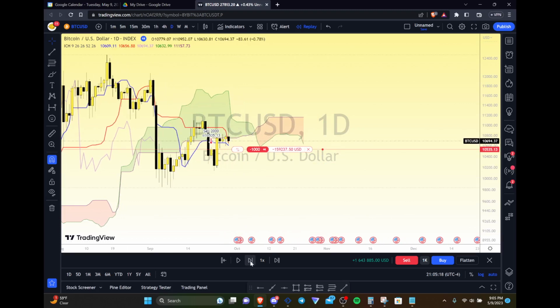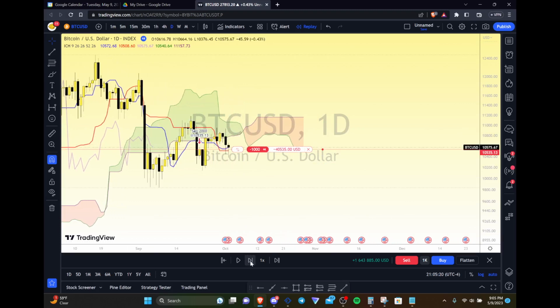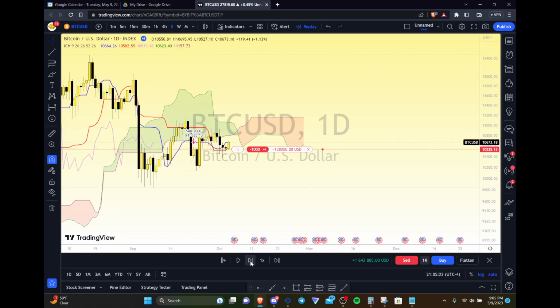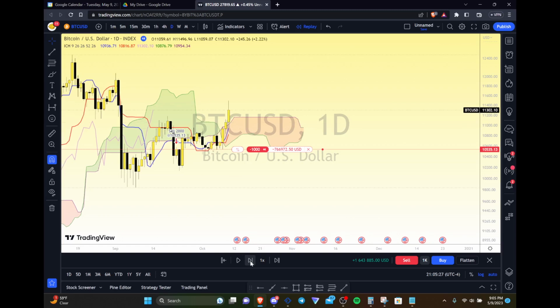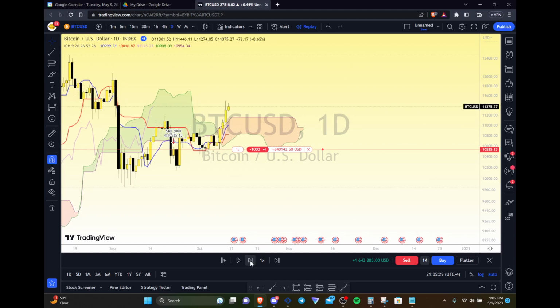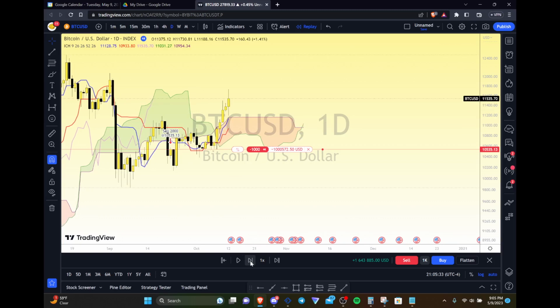Forward. Okay. Are we going down? We're going up. What's going to happen here? Okay, we might be breaking up. And still don't have a long entry because the cloud has not flipped bullish yet. It has now, so we can actually flip long. Look at this, 1 million. Woo!